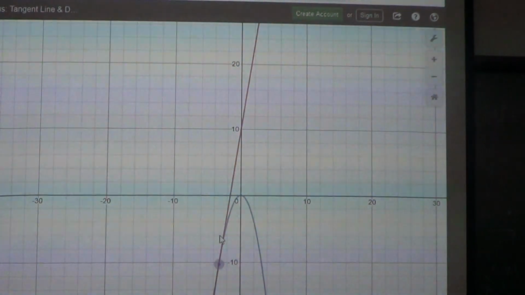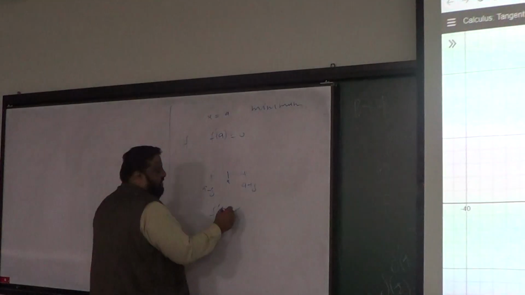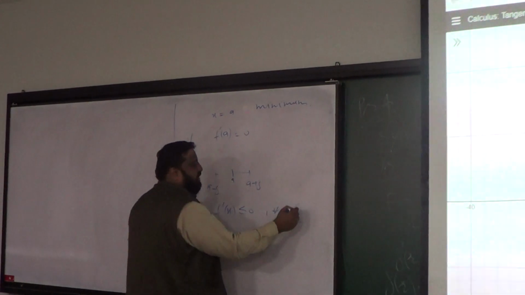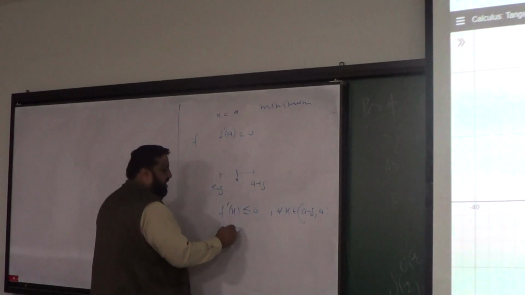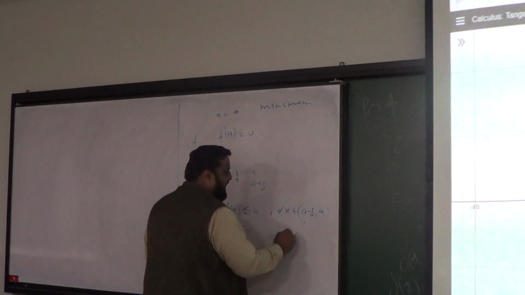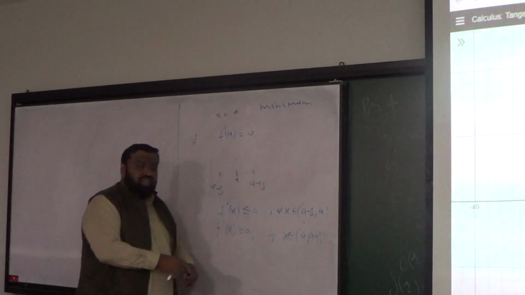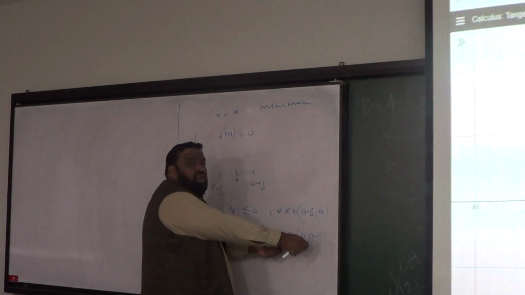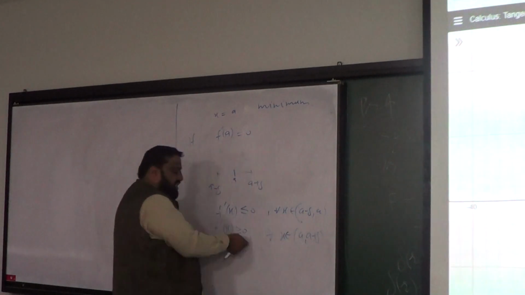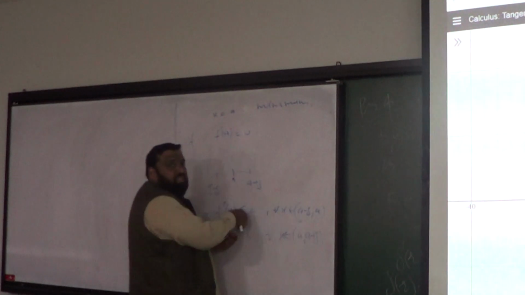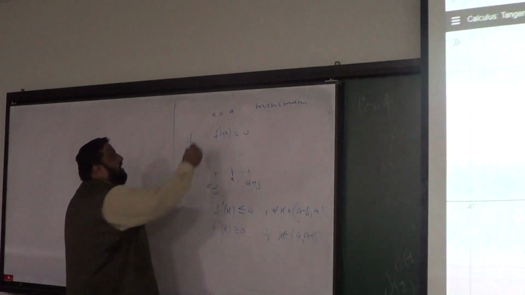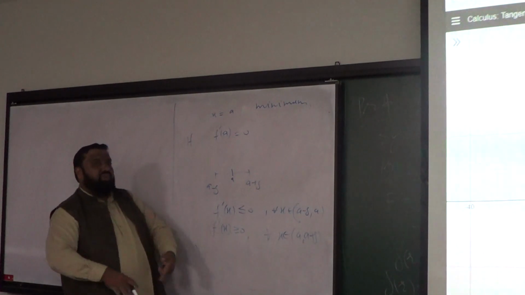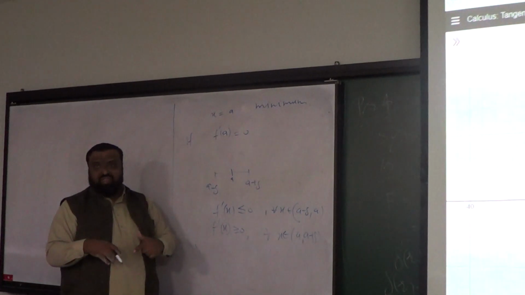By the way, you can also say this in a better way: f prime of x must be less than or equal to 0 when you choose x from, say, A minus delta to A, and it must be greater than or equal to 0 if you choose x from A to A plus delta. In other words, if you look at the outputs of these inputs, the function is decreasing and then increasing. So this must be the minimum point. A is the input which is going to give you the minimum value of the function.